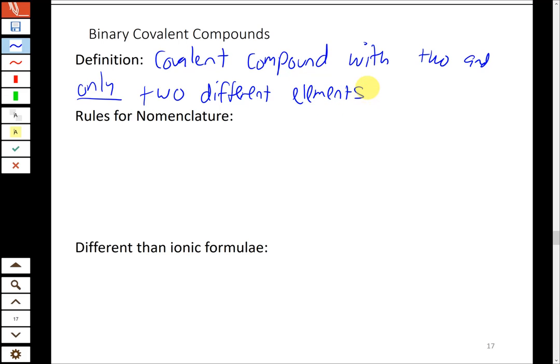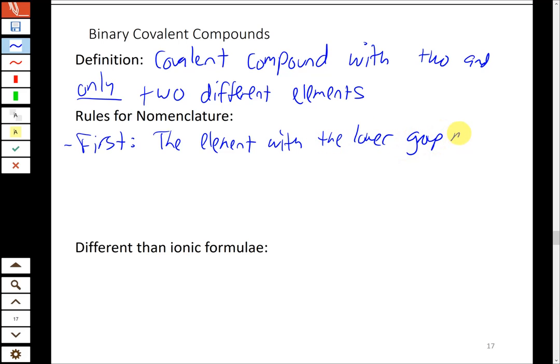So the rules for nomenclature, typically speaking, you're going to be given the formula and have to give the name, and you just name the elements in the order that they're in the formula. Now, the convention for what order they are presented in, if you're curious, is that the element with the lower group number comes first. Group number is which column in the periodic table it's in, and that's going to be the one that's named first. Which again, back to the familiar example, is why it's carbon monoxide, carbon dioxide. Carbon is group 4, oxygen is group 6, so the element with the lower group number is first.